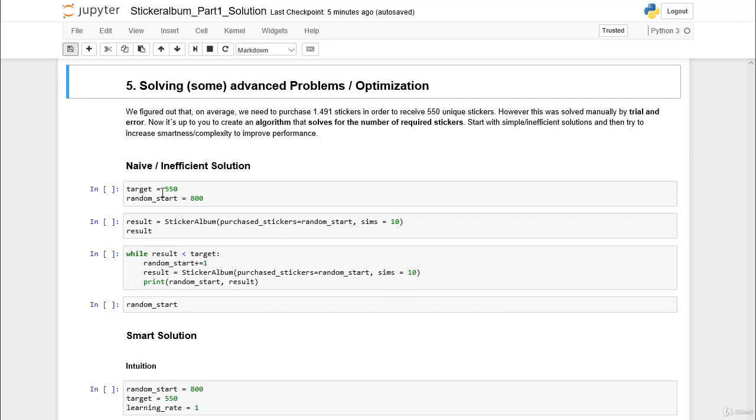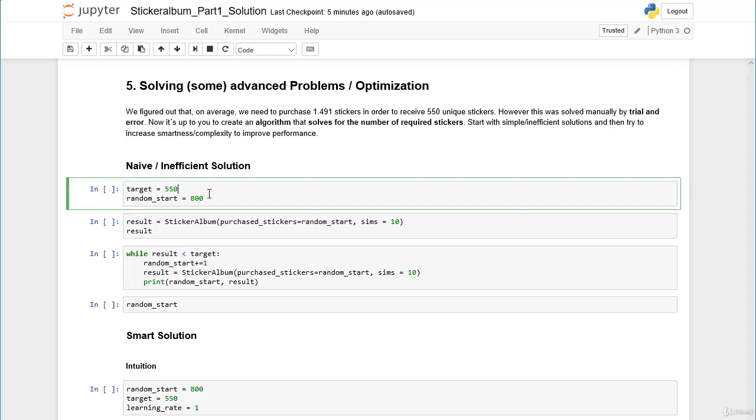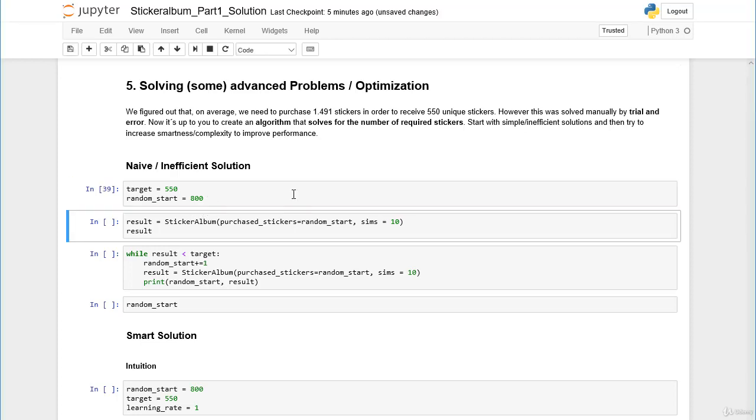All right, so we set our target to 550, so we want to have 550 unique stickers, and we set our purchase stickers randomly to 800. So our random starting point could be any number, could be 100 or 2000, but for now we are starting with 800. And let's execute the cell. Let us now calculate the result given purchase stickers equal random start. So we start with 800 purchase stickers and we set sims to 10 to be more efficient.